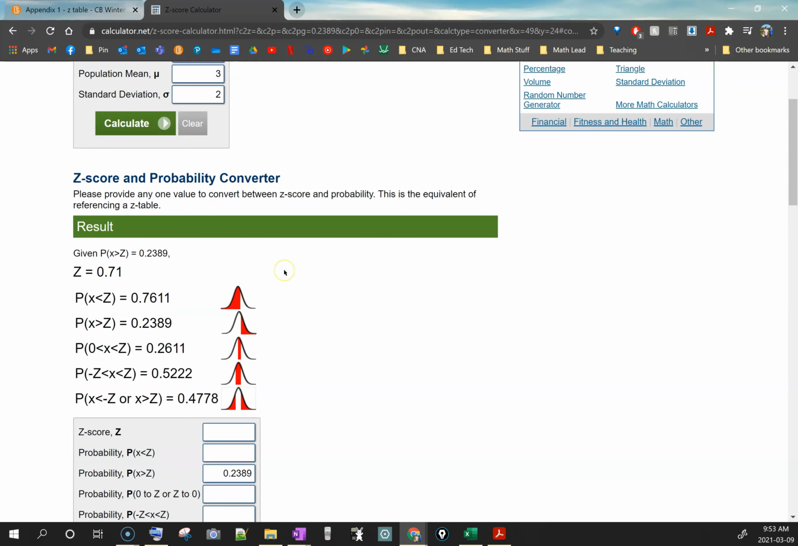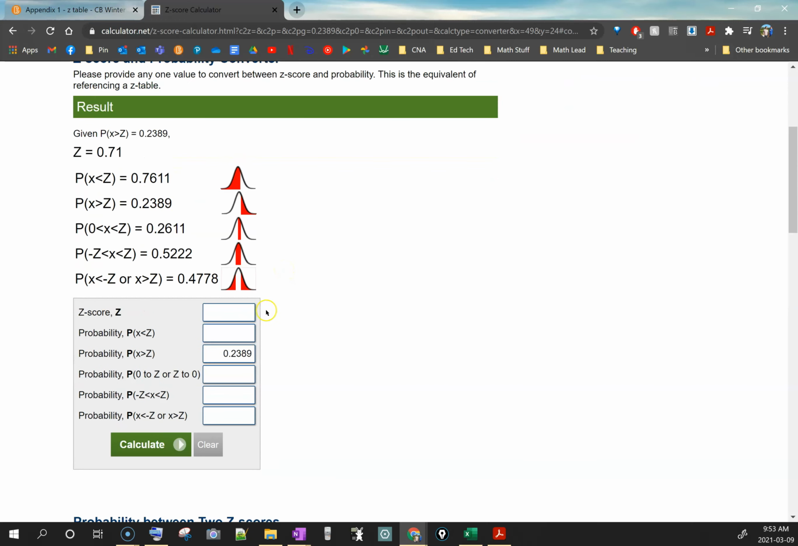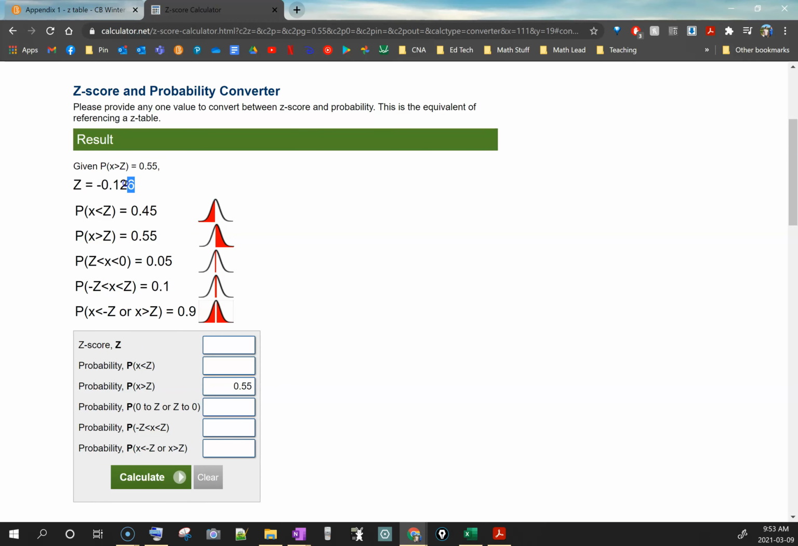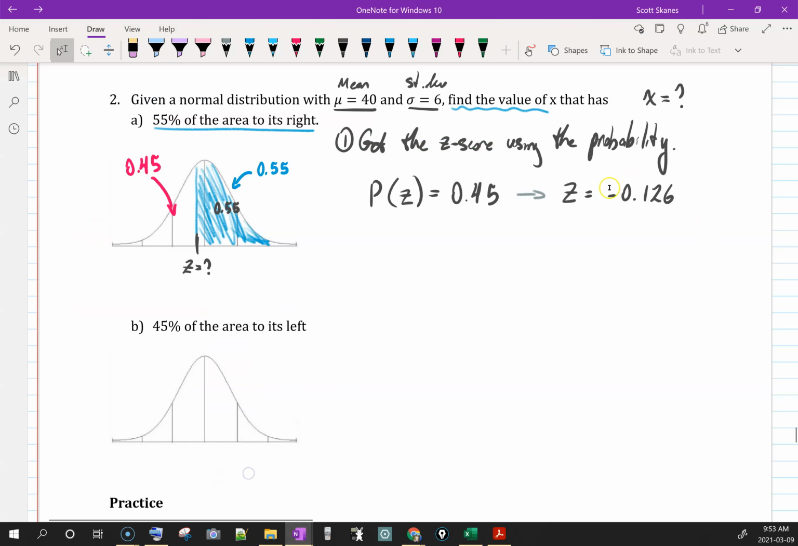If I use the online calculator for this, let's be really careful. What are we looking for here? We've been given the probability to the right of a z value. So the probability of some data value lying above some mysterious z value is 0.55. Calculate that, it says my z value is negative 0.126, which is exactly what I have. Okay? All good. Now, the second point, I've got my z-score, but I wanted the x value, so I'm going to calculate the x value.